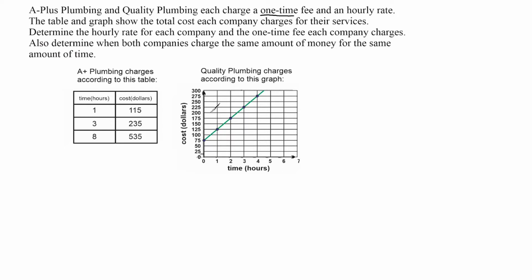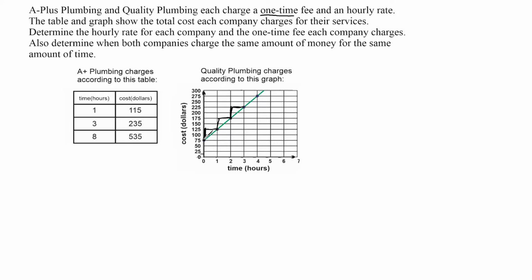Now the problem wants us to also figure out what the hourly rate is for each company. So right away, we see that we're starting at $75 for 0 hours, and then we go up from $75 to $125, and then over 1 hour. So if we take a look at the rise over the run, or the vertical increase as compared to the horizontal increase, this slope is the hourly rate.